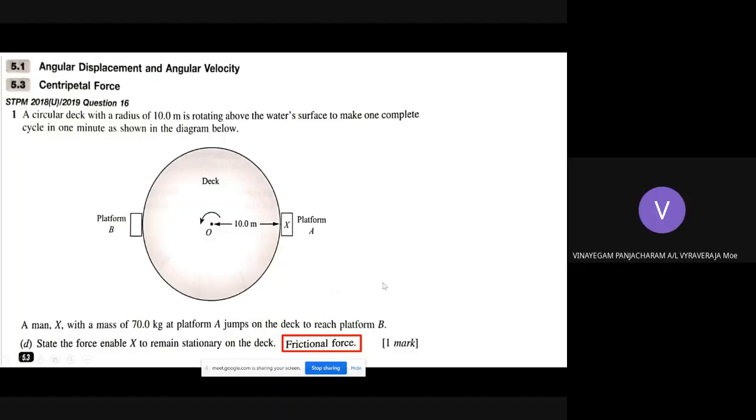Teacher, that means the frictional force is more than the centripetal force, right? It is equal to the frictional force. So the frictional force provides the centripetal force. In this case, the centripetal force is provided by the frictional force. No other force is involved. mg is not involved because mg is perpendicular to the centripetal force. Okay, any more problem?